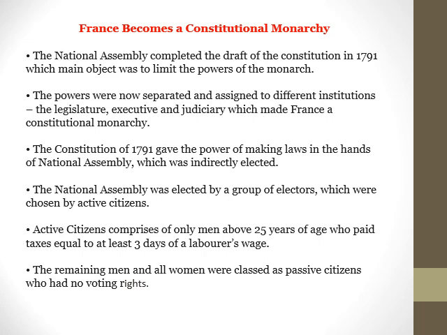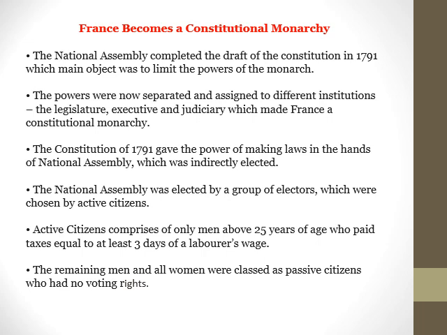But there were certain rules on who is an active citizen. The active citizen should be male, he should be 25 or older, and he should be capable of paying the tax, that is, whatever he has earned, 3 days of his labor wage should be equal to the tax that he has to pay. That means the tax a person pays should be equivalent to 3 days of his wages. So these are the people who have a right to vote, the active citizens.